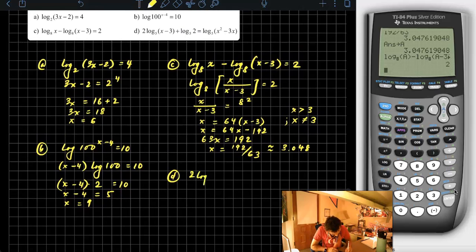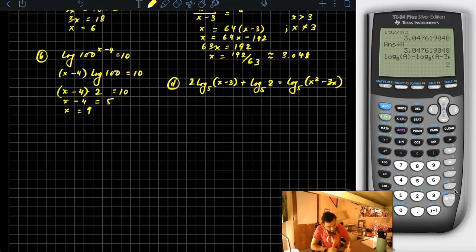Okay, continuing, we get part D: 2 times log base 5 of x minus 3, plus log base 5 of 2, equals log base 5 of x squared minus 3x. Alright, first I'm going to fly that exponent, the coefficient of the first term, and express it as x minus 3 squared. And it's nice that again all the logs have a base of 5, and that'll be nice to combine and get rid of.